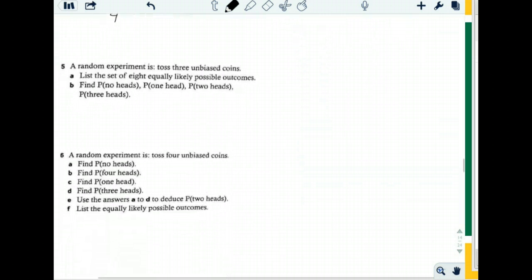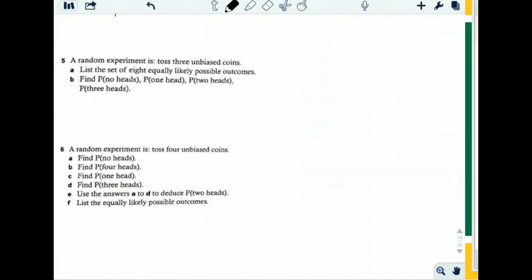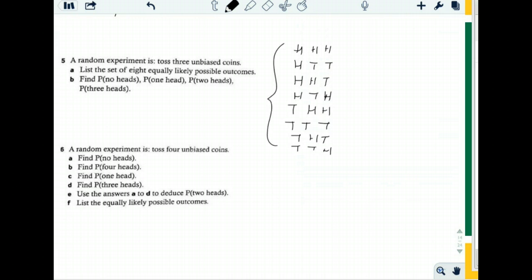Okay. A random experiment is to toss 3 unbiased coins. List the set of 8 equally likely outcomes. So that would be heads, heads, heads. Heads, heads, tails. Heads, tails, heads. Heads, tails, tails. Sorry, I think that's it for the heads. Now we'll start with tails. So it would be tails, heads, heads; tails, heads, tails; tails, tails, heads; and tails, tails, tails. So there's 8 possibilities, right?